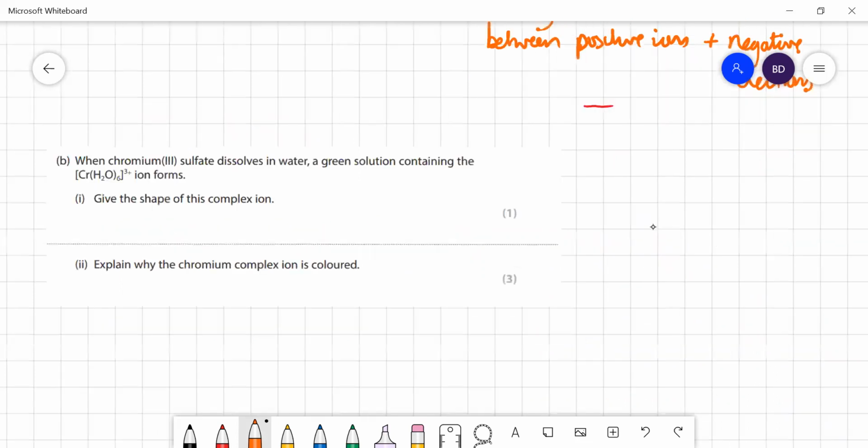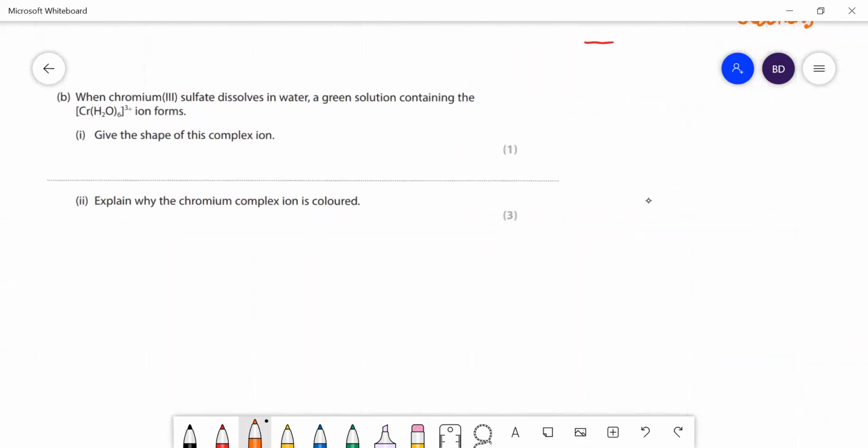All right. Chromium(III) sulfate dissolves in water, a green solution containing the hexaaqua ion here. What is the shape? Well, whenever you've got 6 ligands like that, it's always, of course, octahedral. Okay, and a bit of a longer question. Explain why the chromium complex ion is colored.